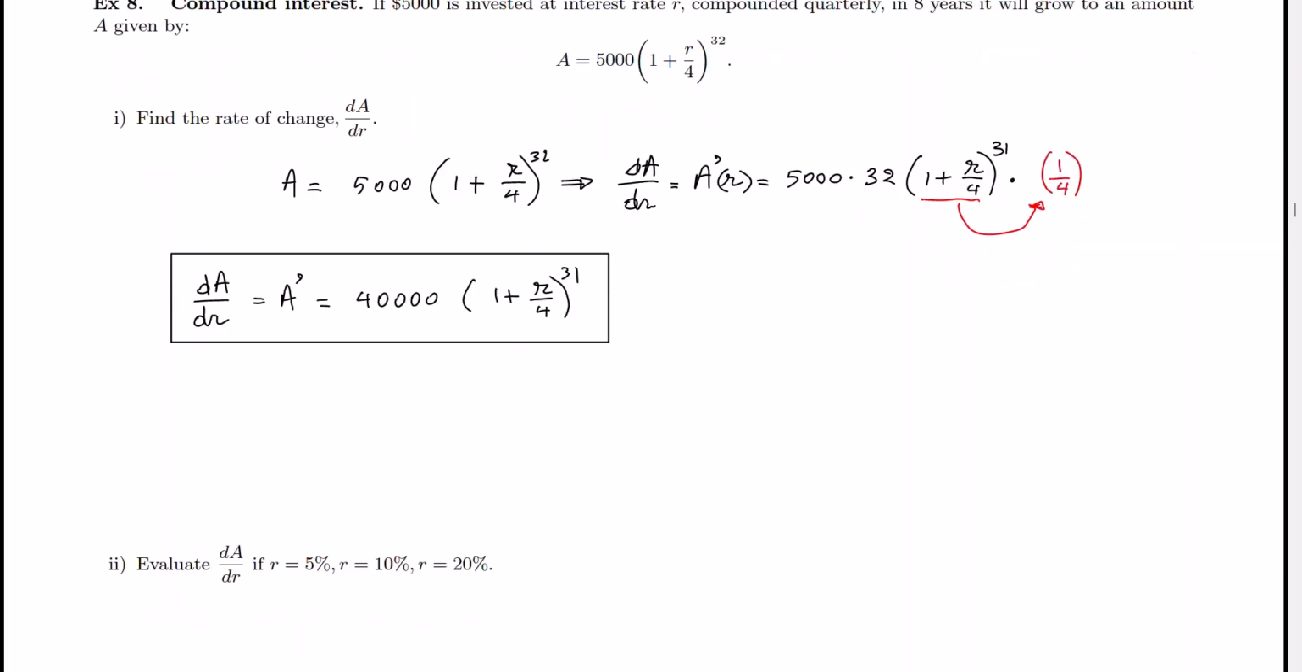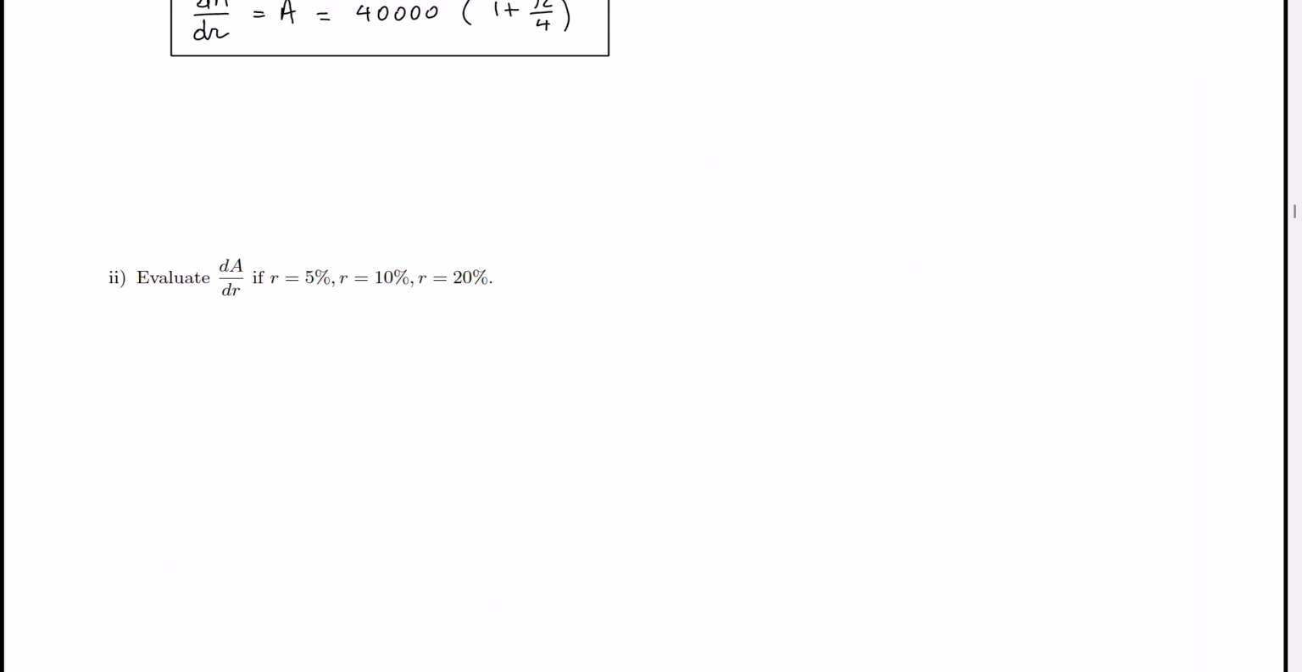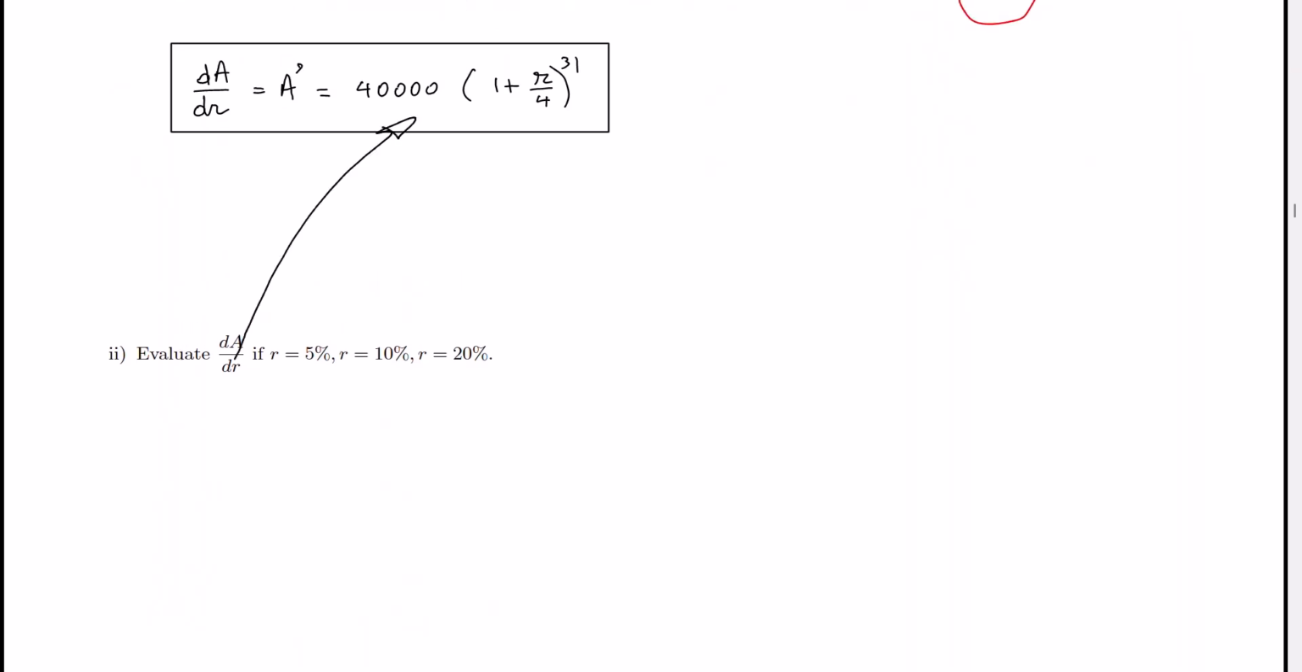So now that we have the derivative, they want me to do a few things with it. They want me to evaluate this expression with 3 different numbers plugged in. First, they want me to plug in 5% for R, then 10% for R, then finally 20% for R. So they want us to find dA over dr, and plug in r equal to 5%. I'm going to start using this new notation where I write the dA over dr with a vertical line, and then r equals 5%.